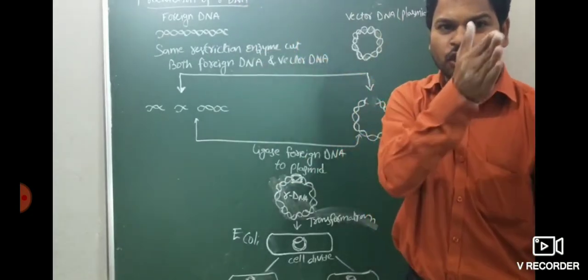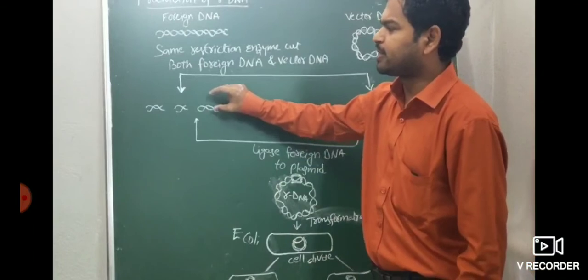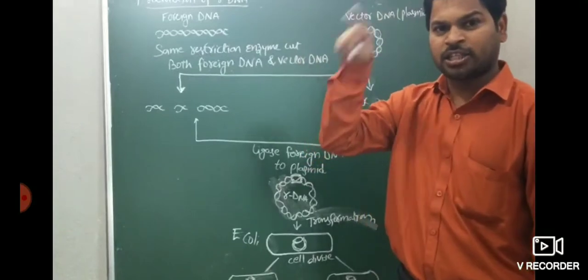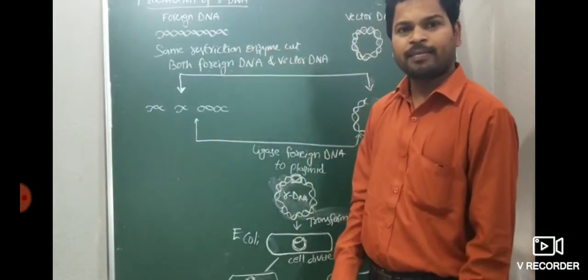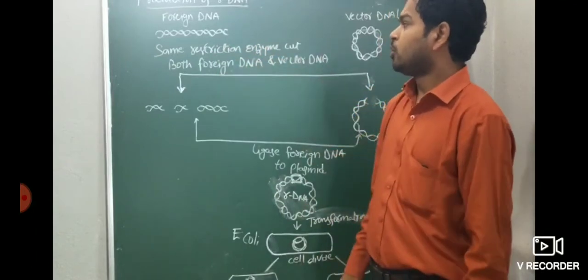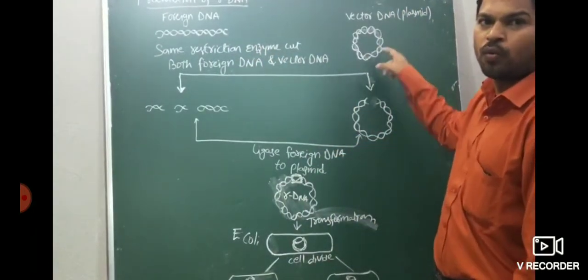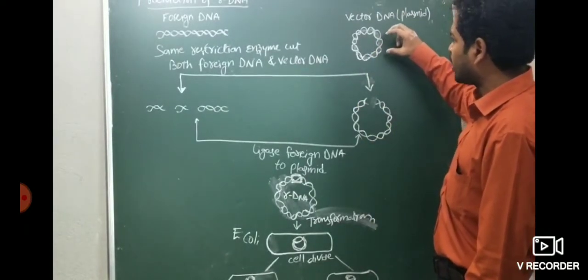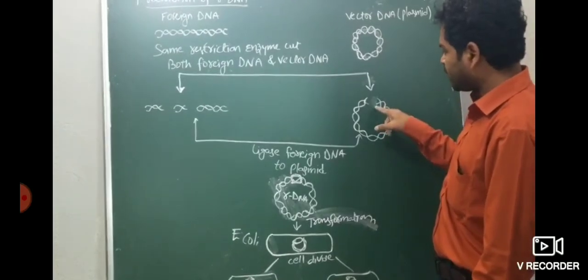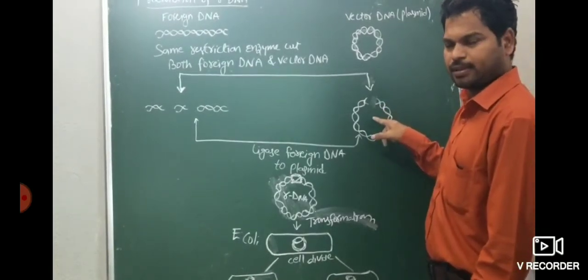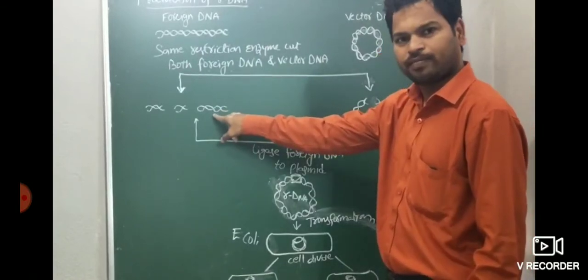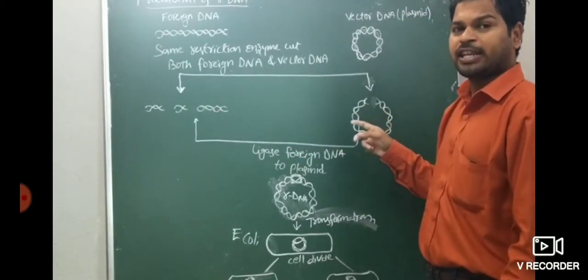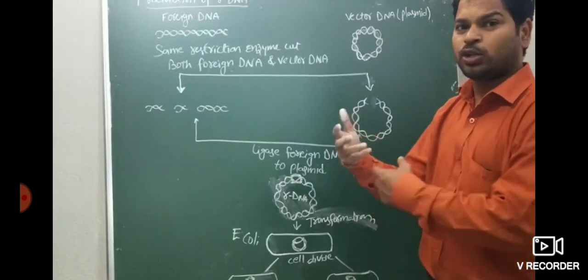So when the foreign DNA is exposed to the restriction enzyme, the DNA is cut into fragments with sticky ends. These are the sticky ends of the DNA fragments. The same restriction enzyme is used to cut the vector DNA also, for sticky ends. When the same restriction enzyme cuts the vector DNA or plasmid, we get the sticky ends of the plasmid like this. You know very well, sticky ends are complementary to each other.